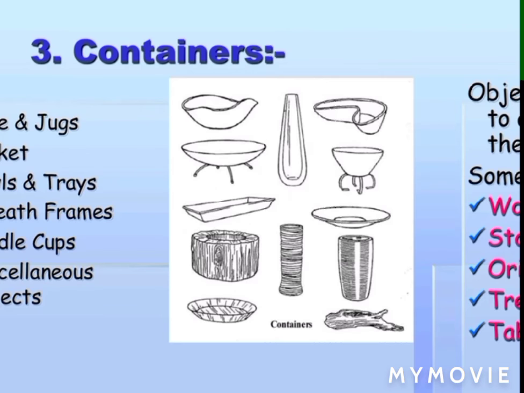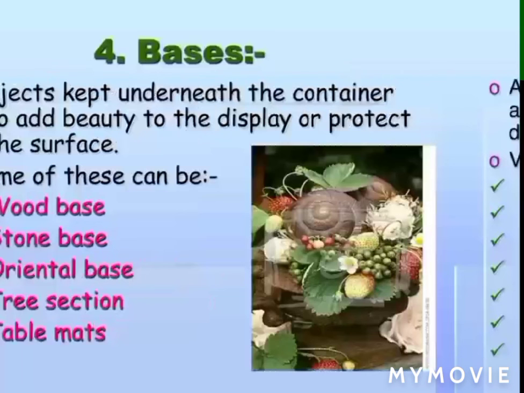Then we use a container in which we place the flower arrangement: vase or jugs, baskets, bowls and trays, wreath frames, candle cups or any other thing. Then we use the bases on which the flower arrangement is done. It can be a wooden base, a stone base, an oriental base, or placemats or table mats, which help to add beauty to the display or protect the surface under the container.